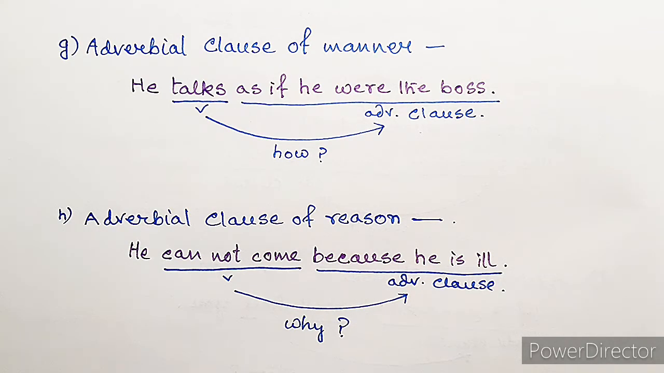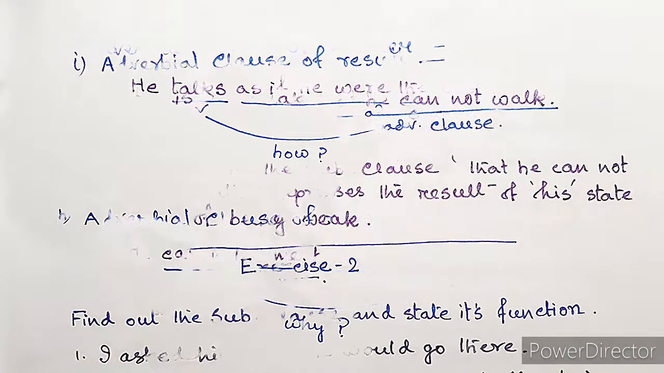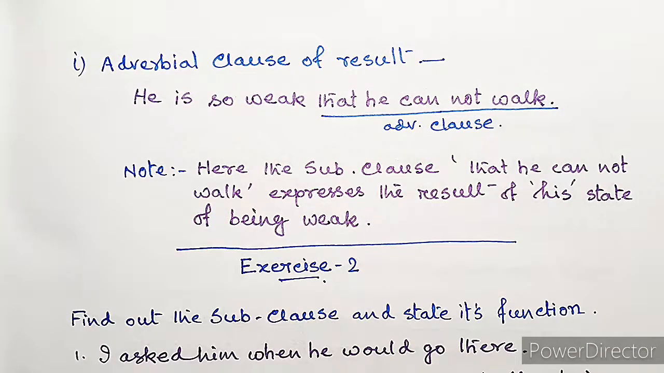Now comes the adverbial clause of reason. Note the example. He cannot come because he is ill. Here the subordinate clause because he is ill modifies the verb cannot come. It expresses the reason. And finally comes the adverbial clause of result. Note the example. He is so weak that he cannot walk. Note, here the subordinate clause that he cannot walk expresses the result of his state of being weak.